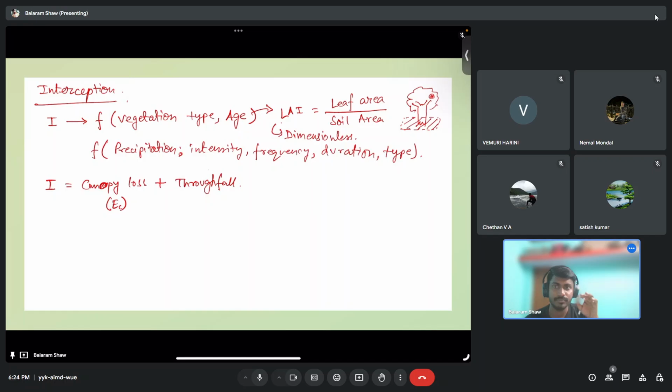Okay, so generally the interception will be around 3 to 5% of the precipitation. Okay, so this is one way, by mass balance, let's say. Next, what are the other ways that we can measure interception?